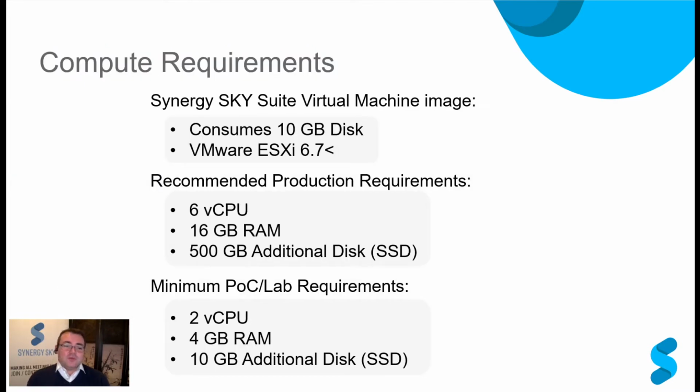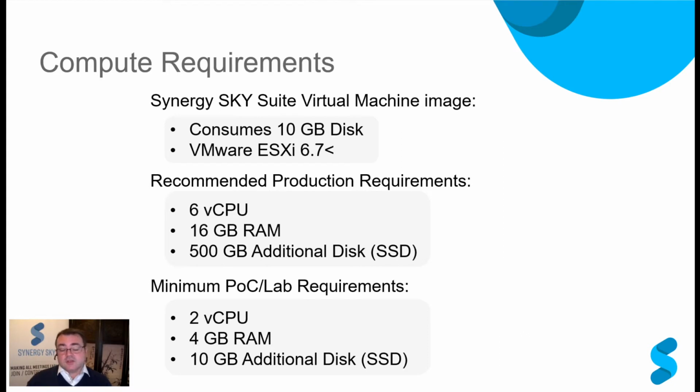Now, compute requirements. The Synergy Sky Suite virtual machine image itself consumes 10 gig of disk space and requires VMware ESXi 6.7 or greater. For production, the recommended requirements are 6 vCPUs, 16 gig of RAM, and 500 gig additional disk for database. If you're looking at doing a POC or lab, the minimum requirements are 2 vCPUs, 4 gig of RAM, and 10 gig additional disk space.